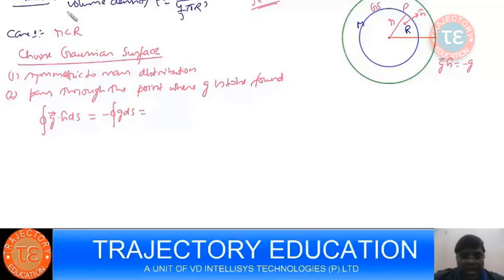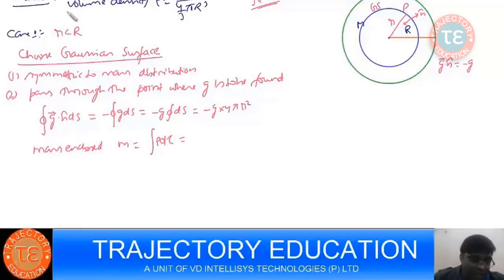So this is g dS, and g is a function of r, since it is a central force field. G is going to have the same magnitude at every point on the Gaussian surface. So I can take g outside, since on the whole Gaussian surface, g has a constant value. So it is g into 4 pi r square. And what is mass enclosed? Mass enclosed by the Gaussian surface.